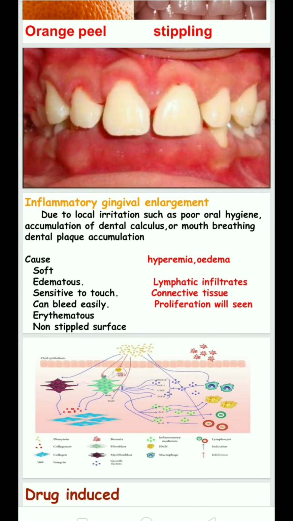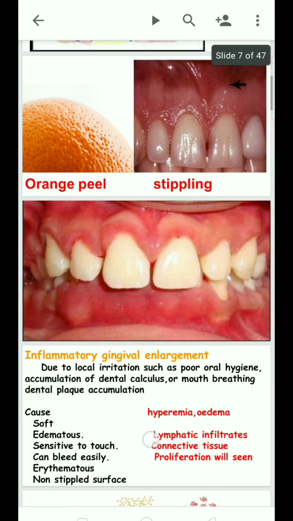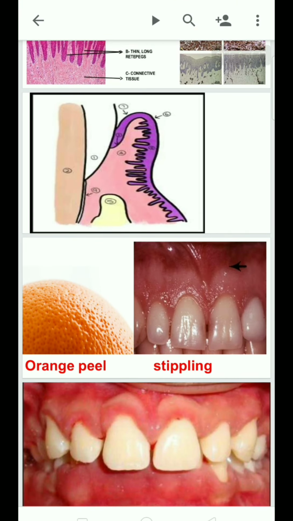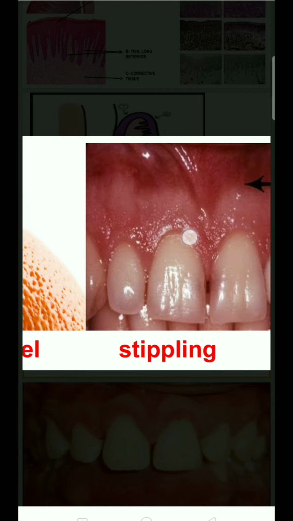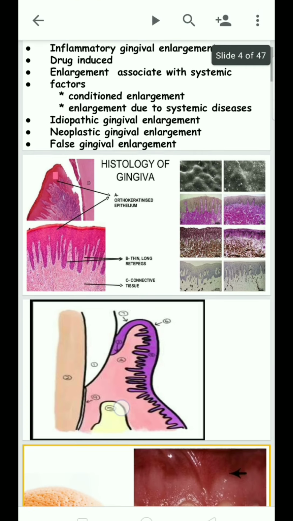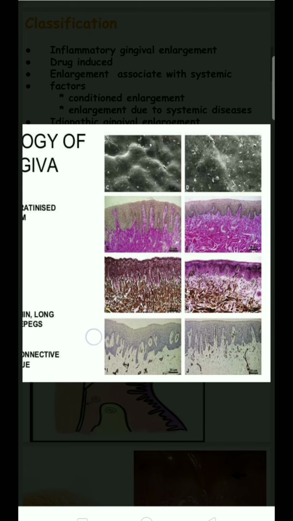This enlargement is very soft and edematous, sensitive to touch, can bleed easily, and a non-stippled surface will be seen. What is a stippled surface? Stippling means it looks like an orange peel appearance. We will discuss further about this topic, stippling.